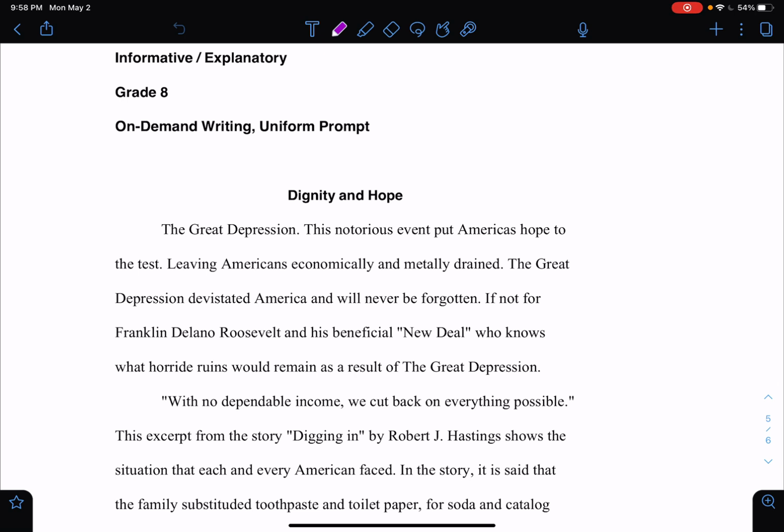Dignity and hope. The Great Depression. Just the Great Depression. This notorious event put America's hope to the test, leaving America economically and mentally drained. The Great Depression devastated. They have a misspelled word here. America will never be forgotten. If not for Franklin Delano Roosevelt and his beneficial New Deal, who knows what another misspelled ruins will remain the result of the Great Depression. So you have to understand, when you have misspellings like this, it does impact your essay.